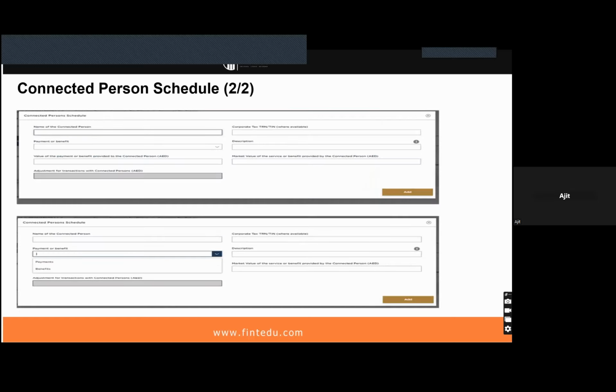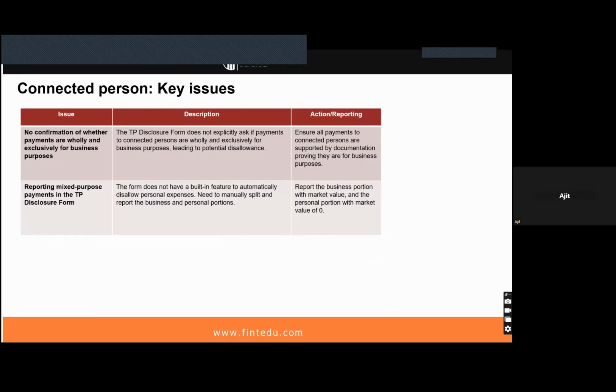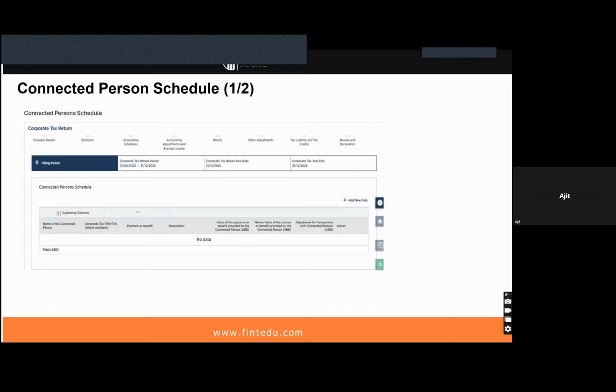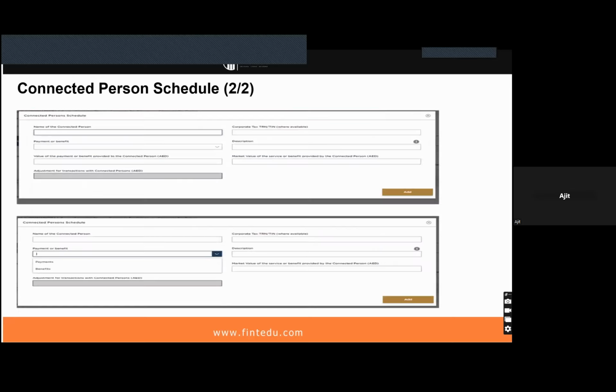I'll talk about the approach of benchmarking quickly. Now, when I talk about the connected persons, there are some observations I made. If you read the law, the first requirement for deduction is that it has to be wholly and exclusively for the business, and it should be at arm's length. But the disclosure form is only talking about the market value and the payment value. The disclosure form is not getting confirmation on whether the payment is wholly and exclusively for the business or not.